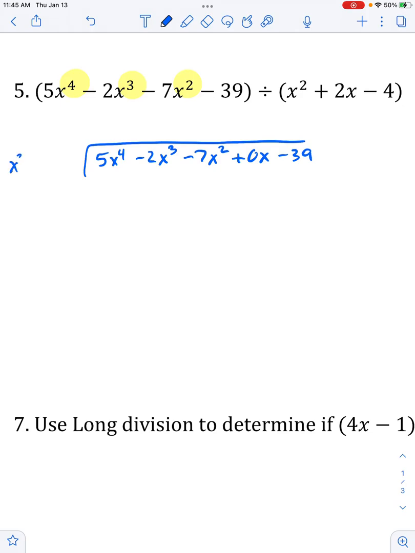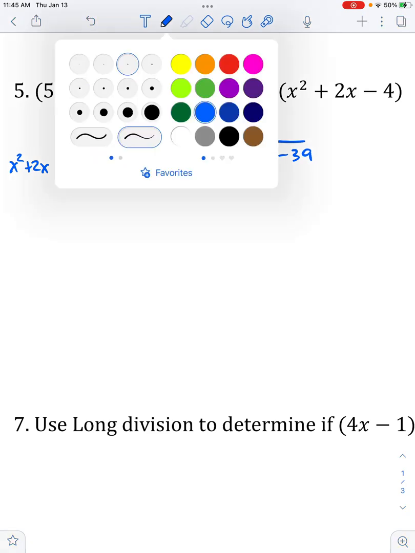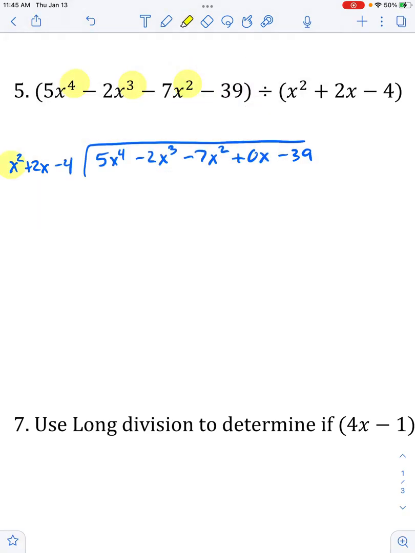And then I'm dividing by x squared plus 2x minus 4. So what I need to compare are these first terms, the x squared and the 5x to the 4th. And I think, what do I have to multiply x squared by to turn it into 5x to the 4th? Well, I need a 5, and then I would need an x to the 2nd times that existing x to the 2nd to get x to the 4th. Then I line it up where the other x squareds were.